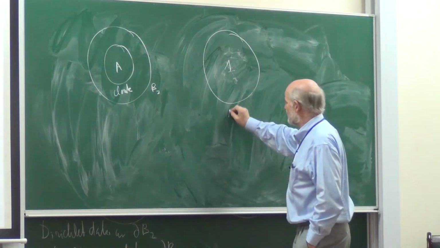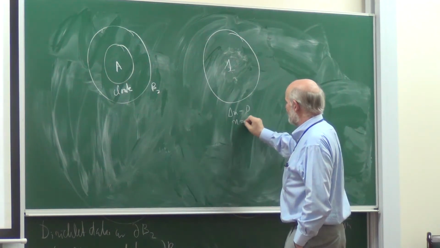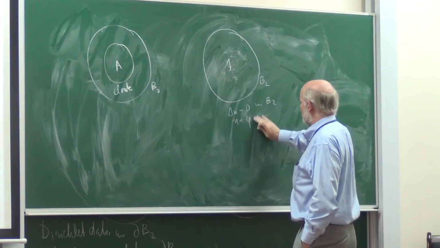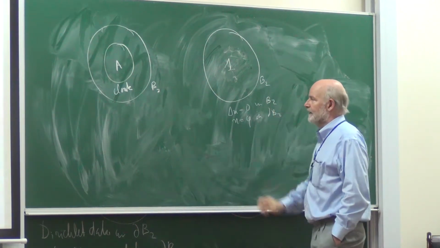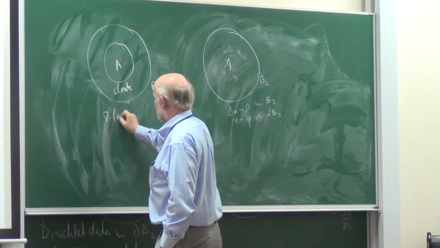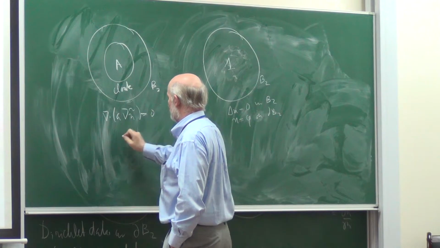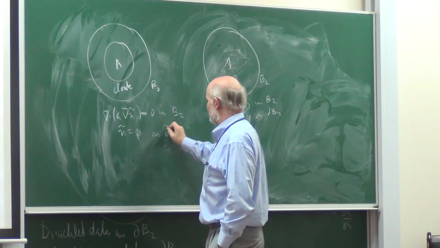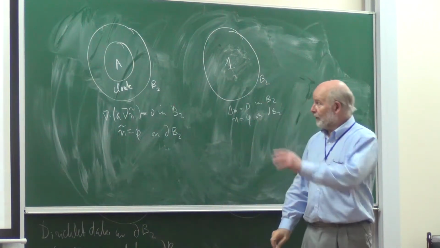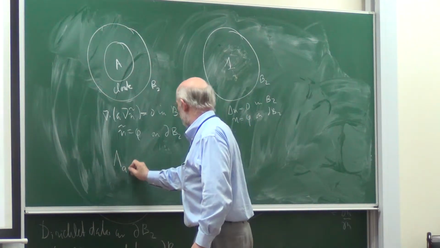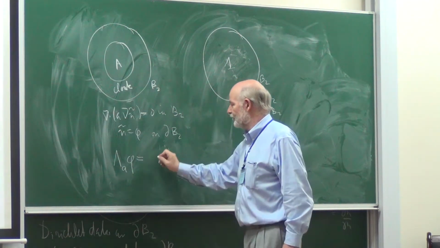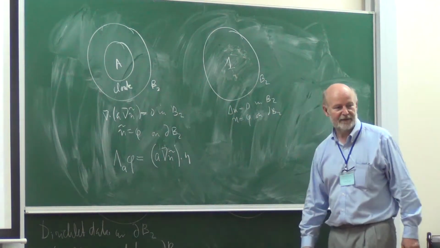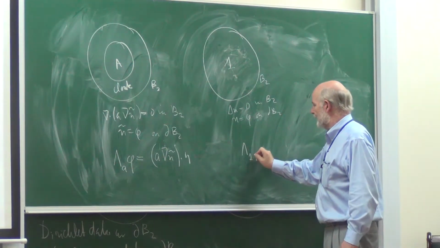And so over here, I'm solving Laplace u equal to 0, u equal to phi, this is in omega, and this is on the boundary of B2. And over here, I'm solving divergence of A grad u tilde equal to 0, u tilde equal to phi, this is in B2, and this is on the boundary of B2. And then over here, I have lambda A of phi, which is simply equal to A grad u tilde dot n. That's the Neumann data.